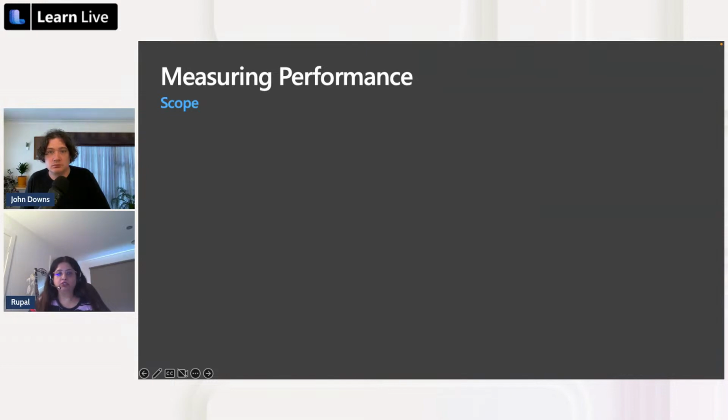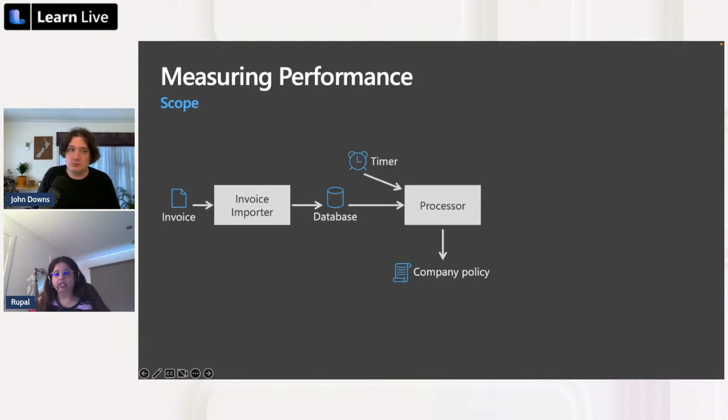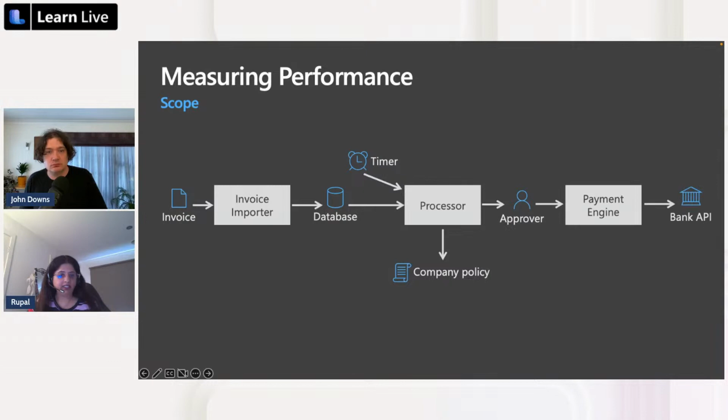Suppose you're building a solution that processes and pays invoices from suppliers automatically. An invoice arrives and is imported into a database. Then, every so often, a processor component wakes up to process all of the unprocessed invoices, and it compares the invoice against the company policies, like the maximum amounts that can be approved for certain types of expenses. Next, it sends it to a human approver to review. And finally, once it's approved, the system's payment engine contacts a bank to arrange the transfer.